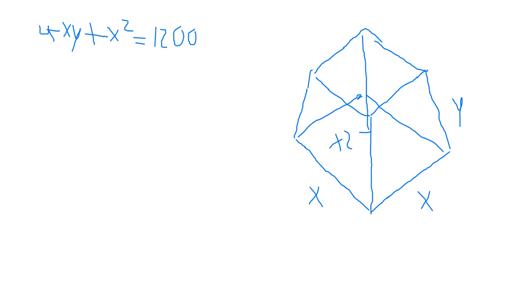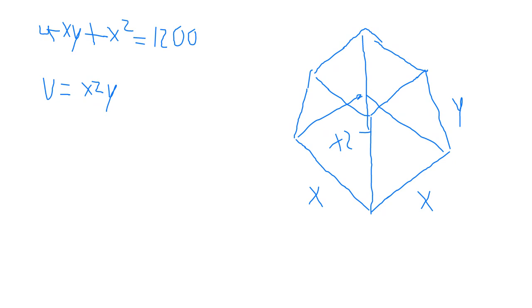Also, we know that the volume of a box is always length times width times height. Our length is x, our width is x, and our height is y. So our volume equals x times x, that's x squared, times y. Now we're asked to find the largest possible volume. So first we need to get one variable in terms of the other. I solved for y in the top equation.